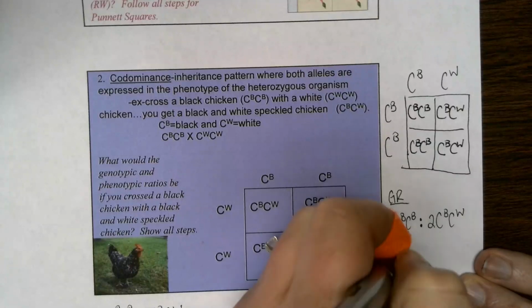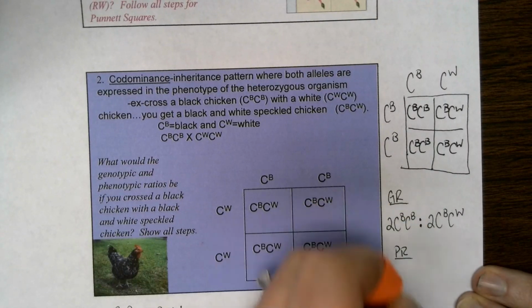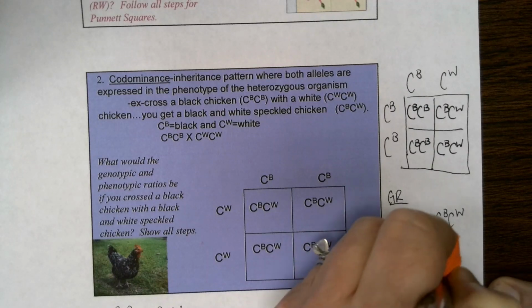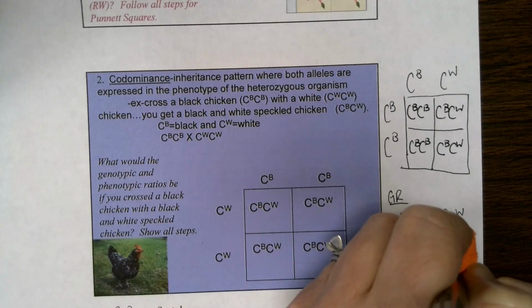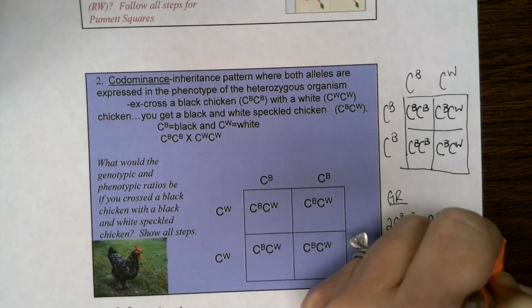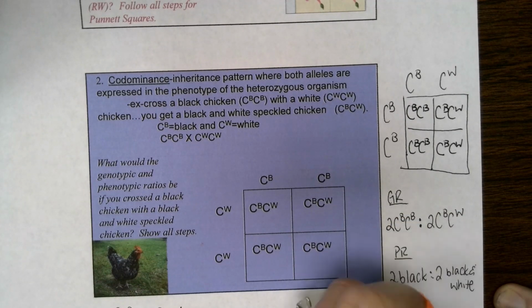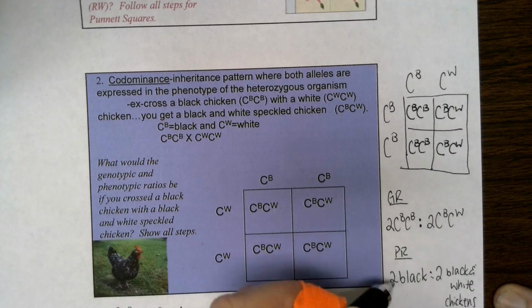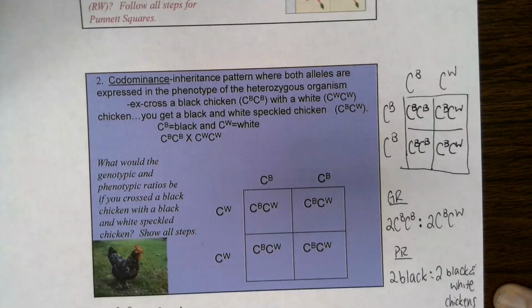So then for the phenotypic ratio, you're going to get 2 black to 2 black and white chickens, okay? And of course, both of these can reduce to 1 to 1, okay?